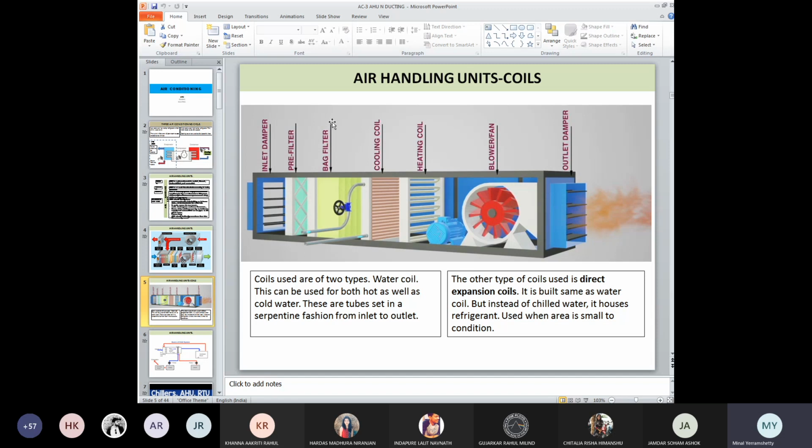Then you have your bag filter, or your pre-filter, and then you have the inlet damper. So what are dampers? Dampers are the place which motivates the air to go in a certain direction. There are fire dampers placed here at the start of the duct.